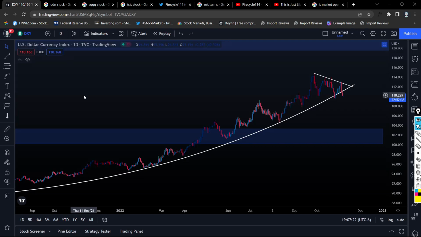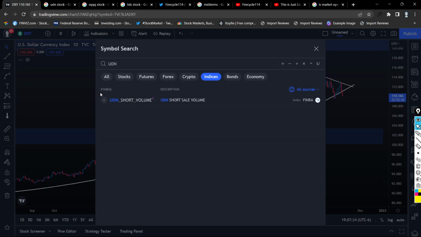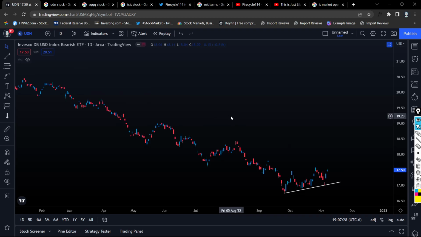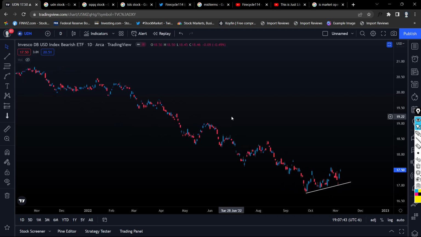Now I actually want to take a look at the UDN stock. This is going to be very interesting. This is the inverse of the US dollar, and this is what I invested in. I alerted on Discord that I bought UDN shares. So let's take a look at the technical analysis for UDN. Again, I'm going in very deep.